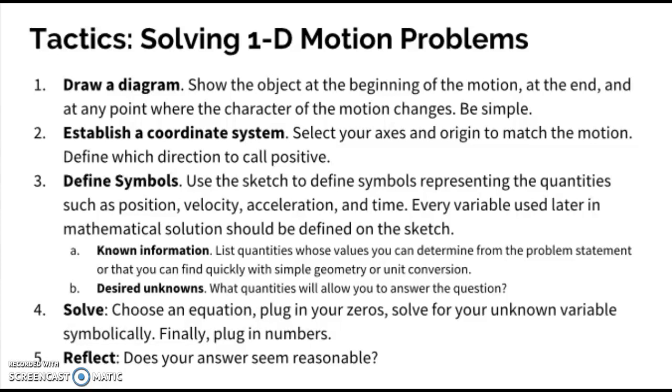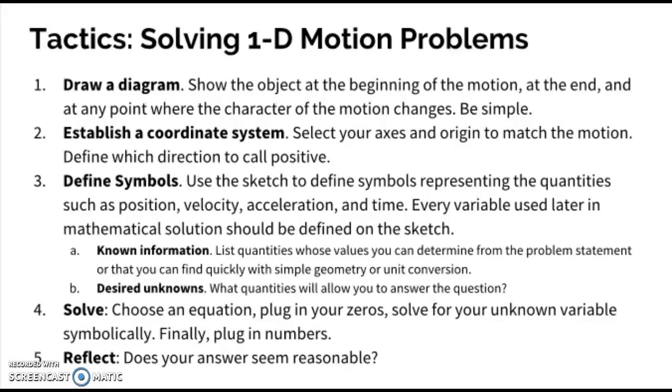The second thing we want to do is establish a coordinate system, so state which way we're going to call the positive direction, and whether we're using the x-axis, y-axis, whatever axis we're dealing with. The next thing, we're going to define symbols, so state what we know and what we don't know. Most of the time, it's going to be the variables used in the kinematic equations. We're going to label positions if we know certain positions, and label velocities, accelerations, and time.